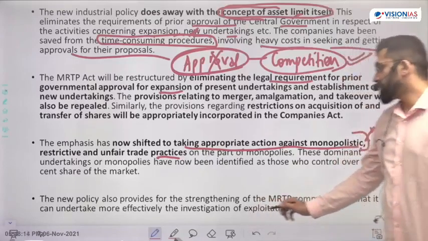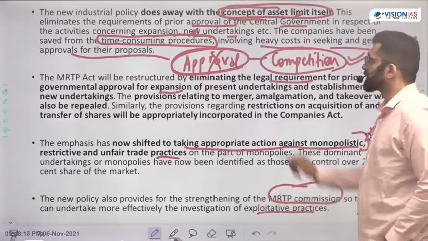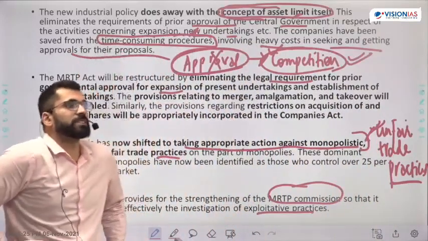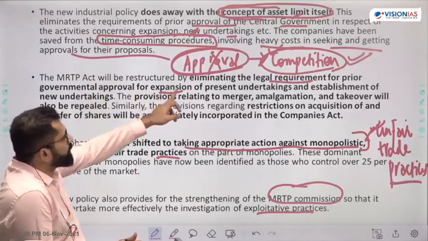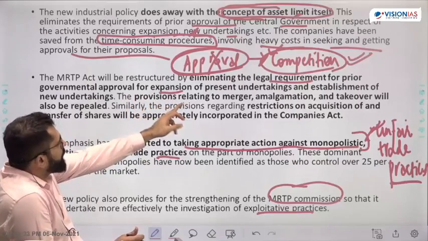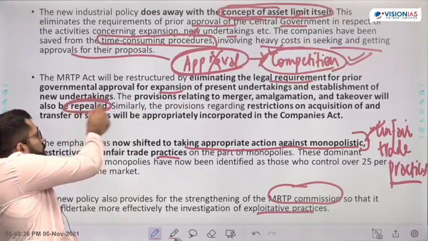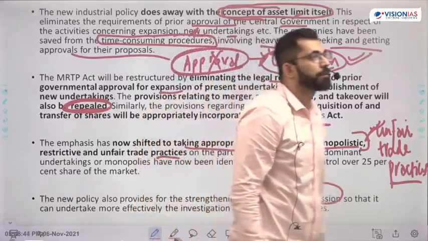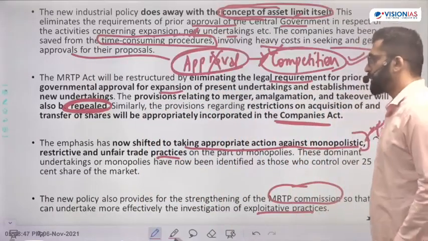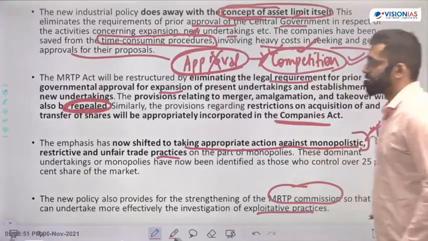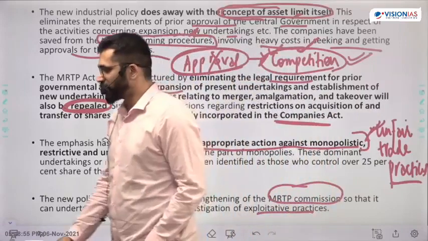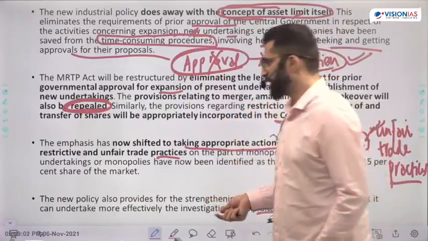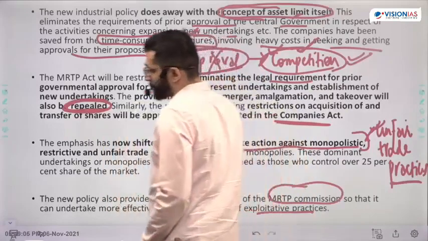Strategic areas. Now new policy also provides strengthening of the MRTP commission to exploitative practices, shifting its focus back to competition and not just approval centric. जितने भी approvals की regime थी सब हटा दी. Eliminating the legal requirement for government approval for expansion, new enterprises, merger, amalgamation, takeover will also be repealed. Acquisition and transfer of shares will be incorporated in Companies Act. So you see MRTP is being made toothless. कि अब approval की scheme हट जाएगी, it will be more of competition. See, when we say PSU is inefficient, PSU is bad, we are not saying all PSUs are inefficient or all PSUs are bad. This we did a very good discussion in the previous class. Extreme कहीं भी नहीं है. So this was your MRTP law.